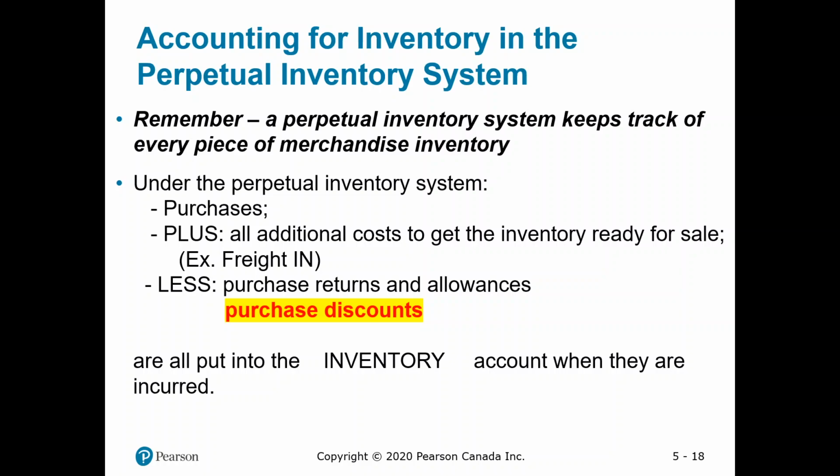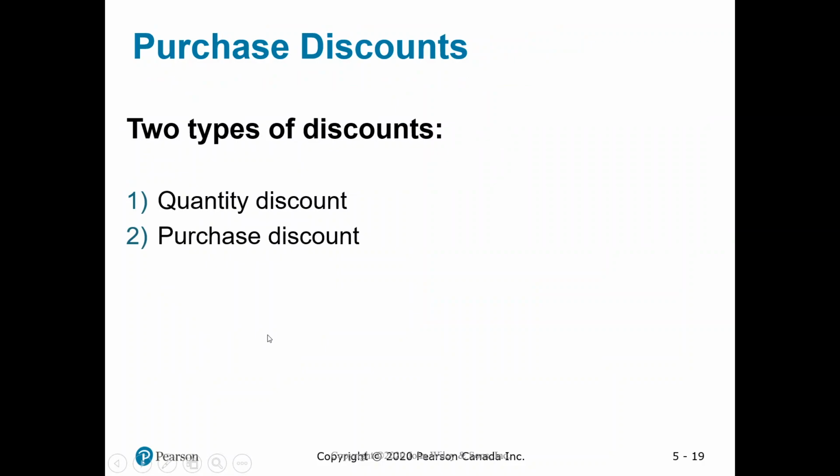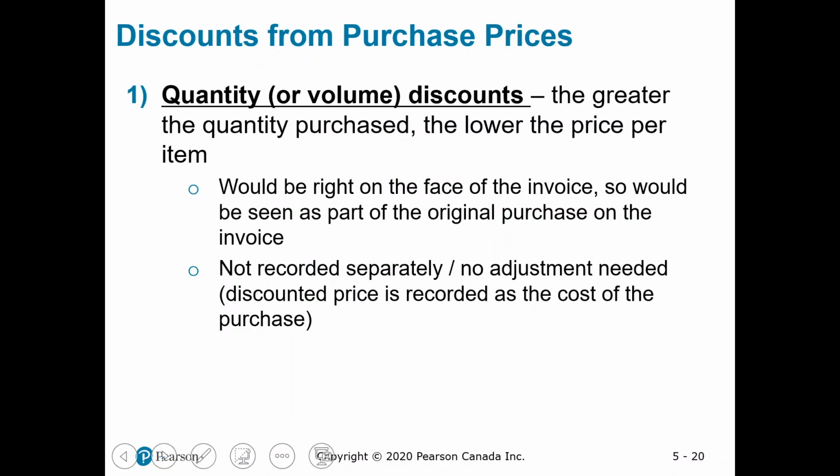Okay, so in this video, we're going to take a look at purchase discounts. And as I said at the end of that last video, there's two different types. We can have a quantity discount or a purchase discount. Quantity discounts are also called volume discounts. And this happens when you purchase a large amount of something. So the greater the quantity that you purchase, the lower the price per item.